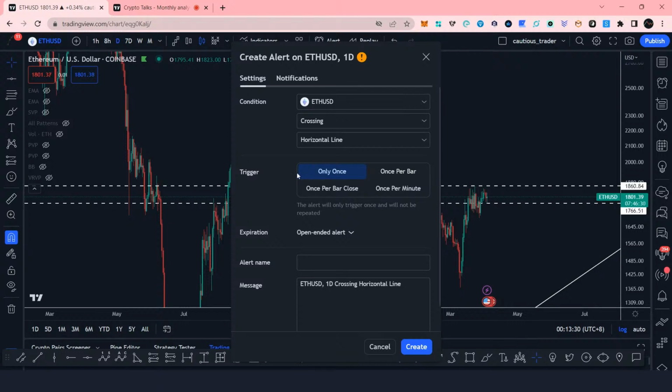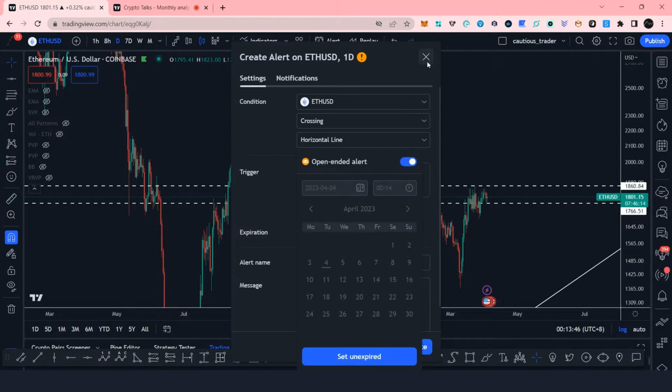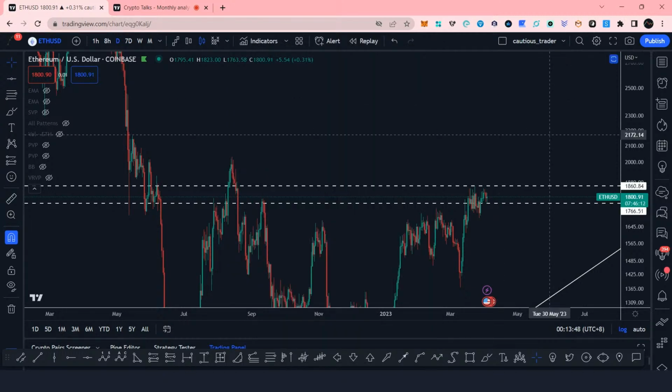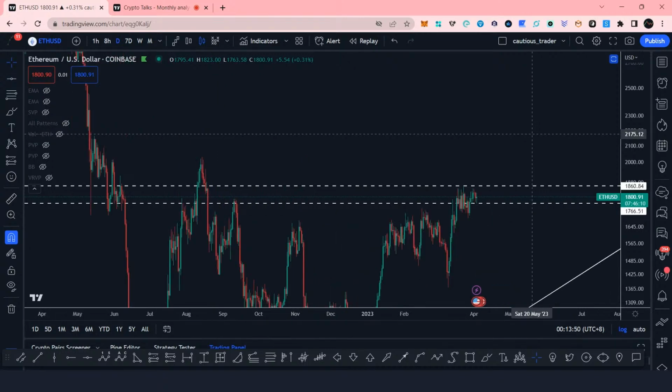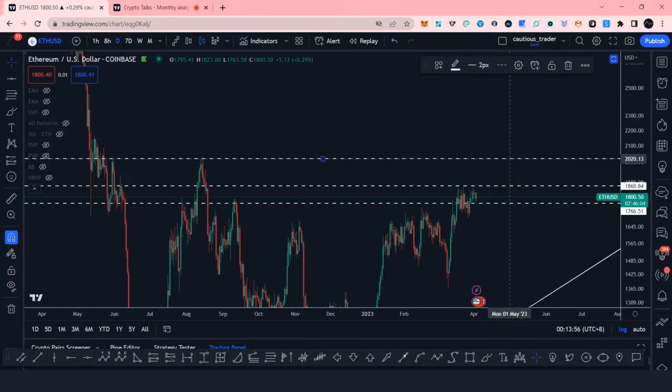You can actually choose whatever you want, like for example only once per bar or per close or per minute. So there, I choose open-ended. I normally use open-ended because at least it will not expire, no? So I think that's it for Ethereum. Yeah, it depends on his plan.